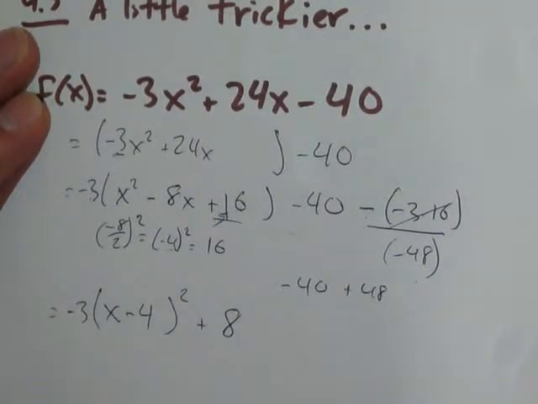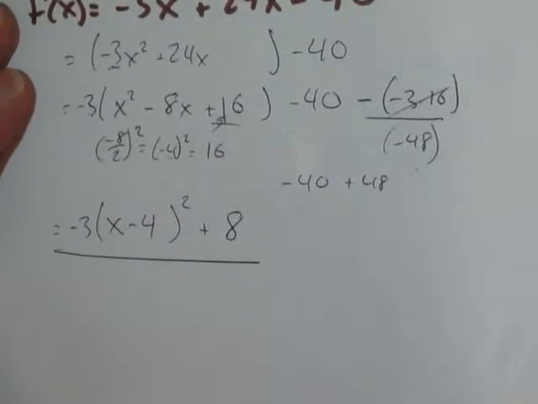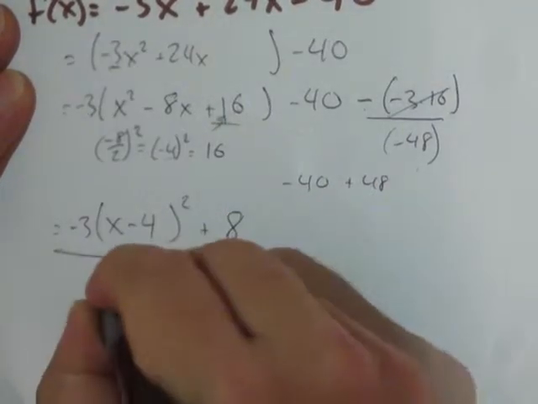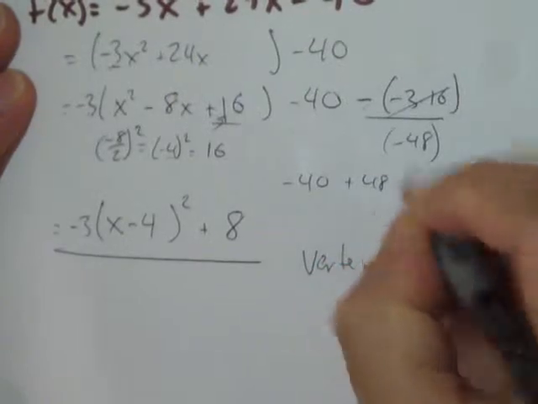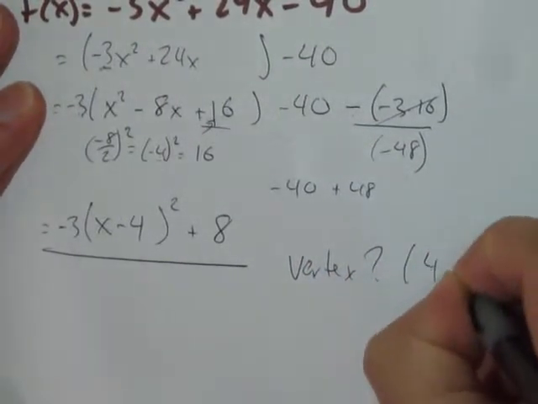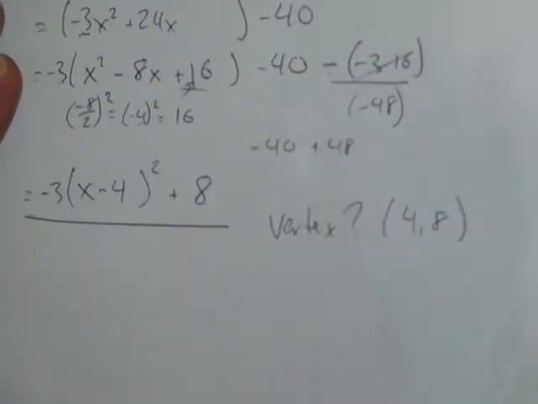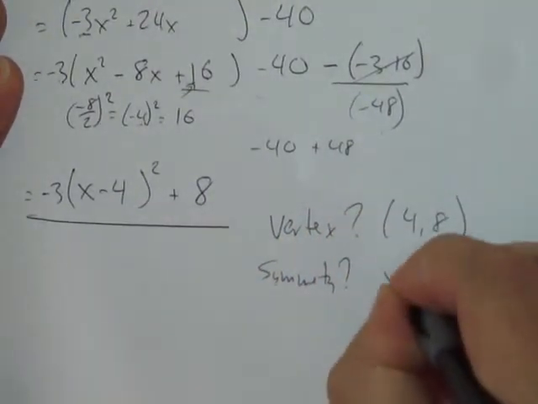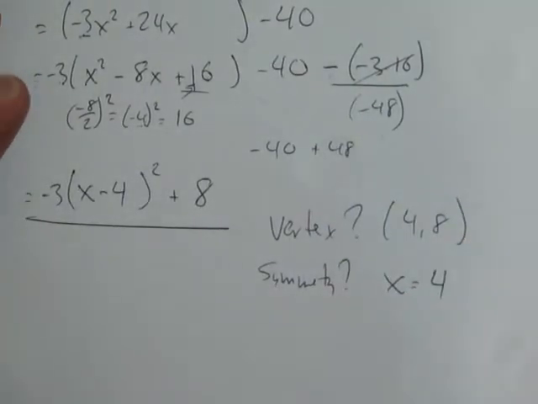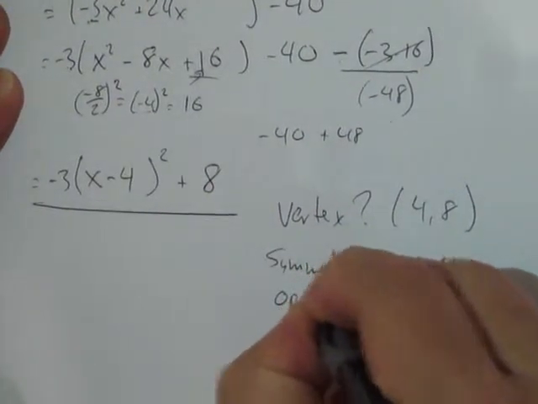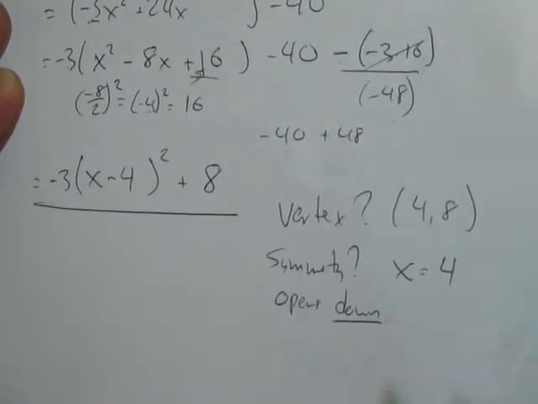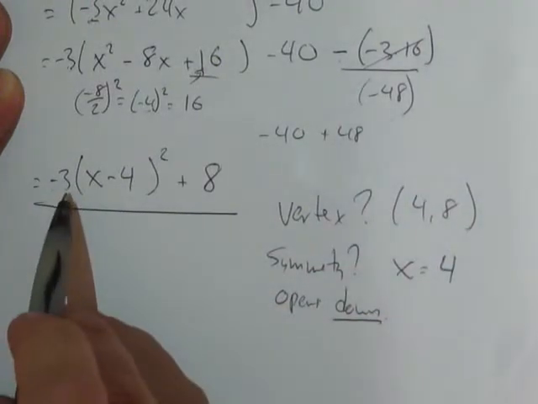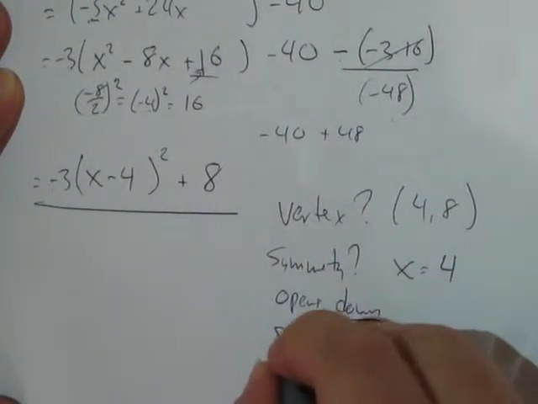Okay, so now we're done. We have our vertex form. And if we look at this a little bit closer, the vertex would be (4, 8). The axis of symmetry would be the line x equals 4. This one opens down because of the minus 3. And then also it's a 3. 3 is larger than 1, so it's stretched.